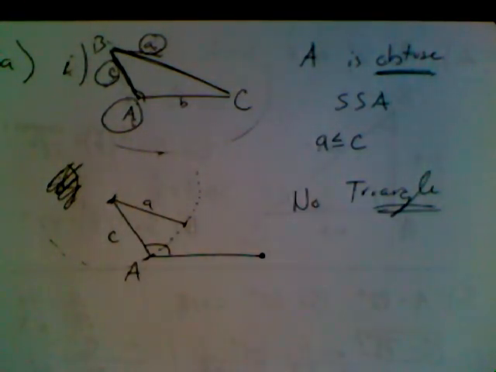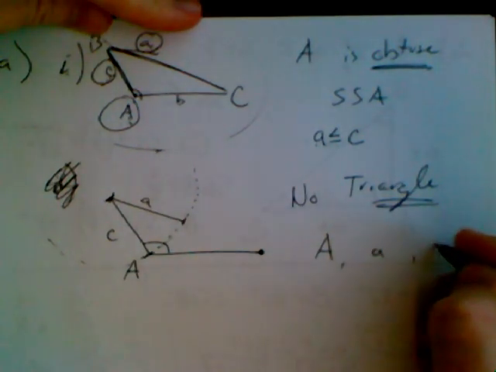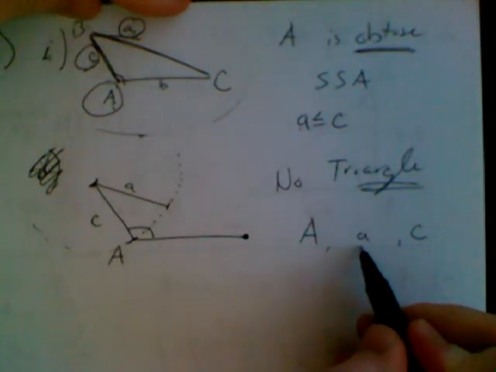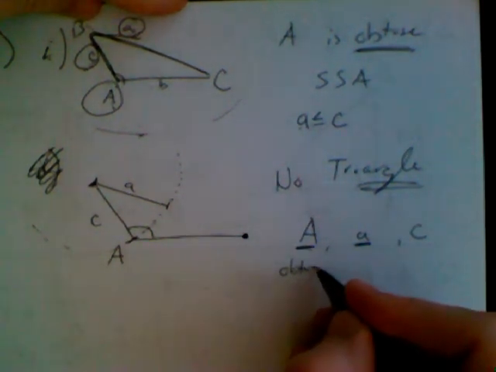So, if I'm given A, little a, and C, and I find that the side across from the angle I'm given, such that the angle I'm given is obtuse, and little a is less than or equal to C, if this is all true, then there's no triangle.